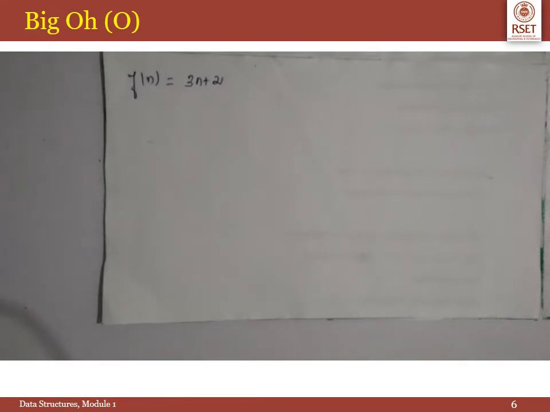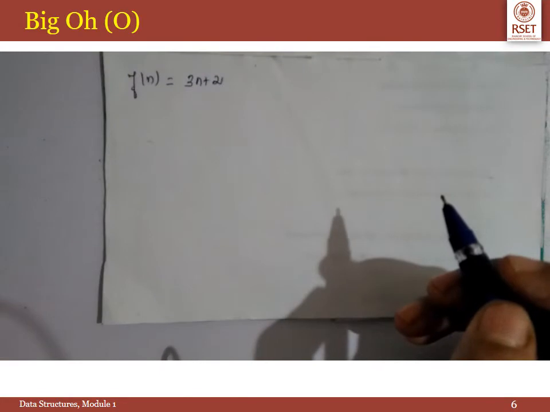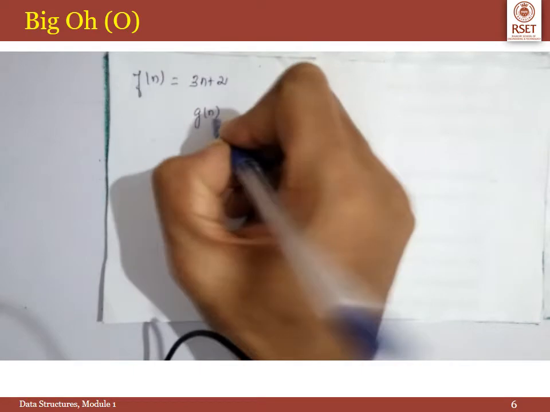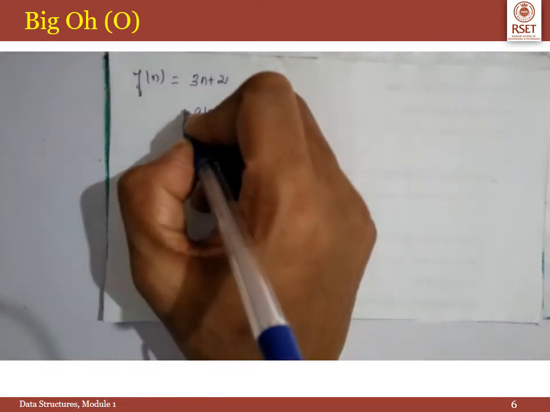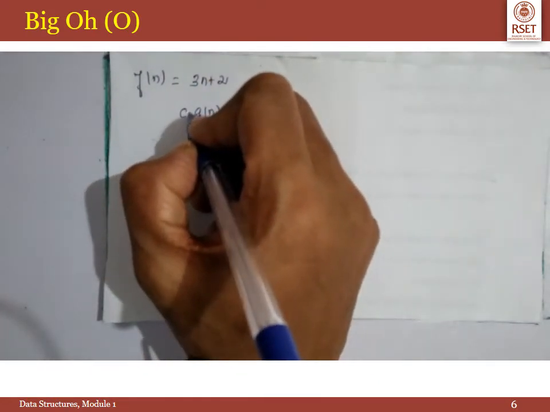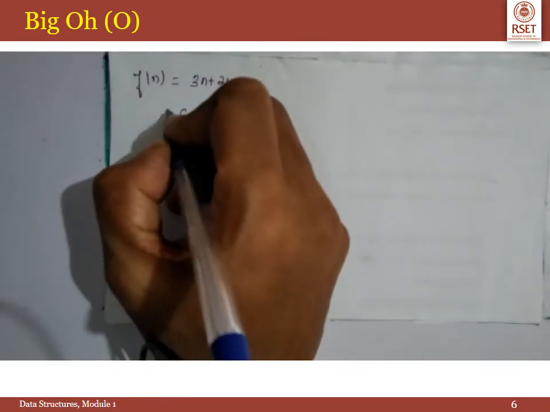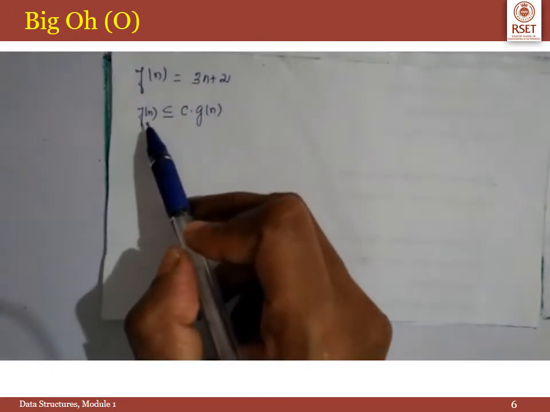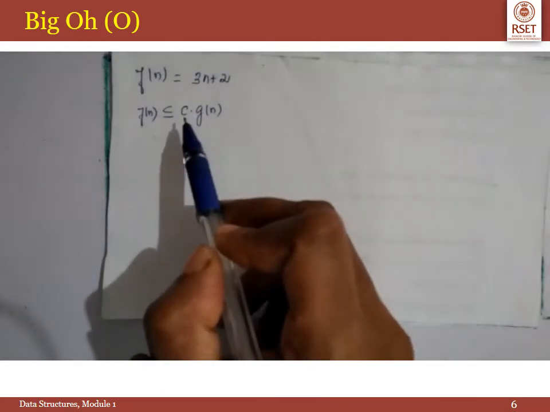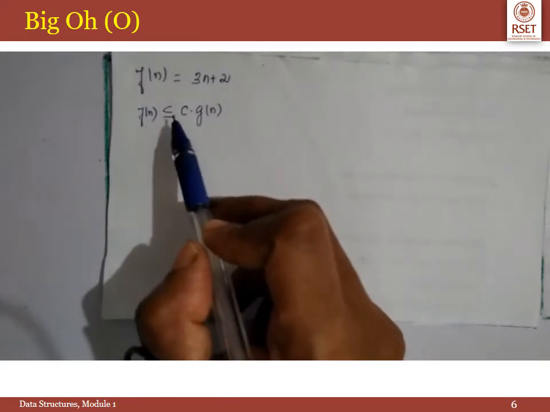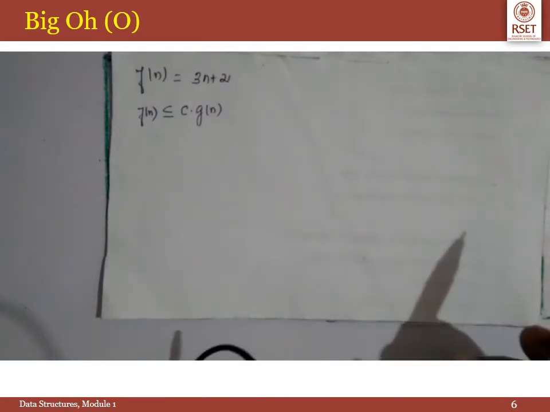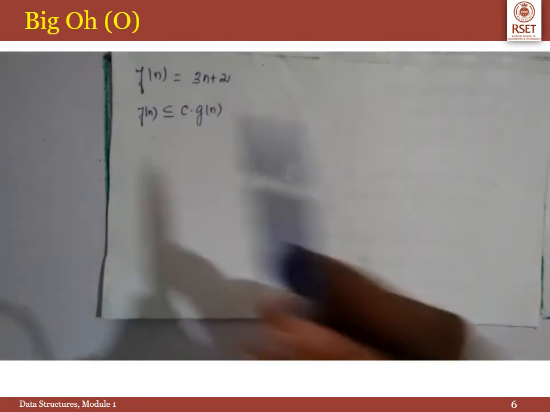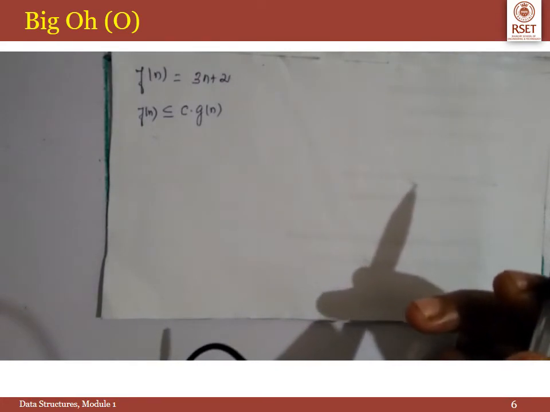Now, in order to find the big O value of this function f of n, I need to find another function g of n and a positive constant c, such that c into g of n is always greater than or equal to my function f of n. That is, the value of f of n is always lesser than or equal to c into g of n.